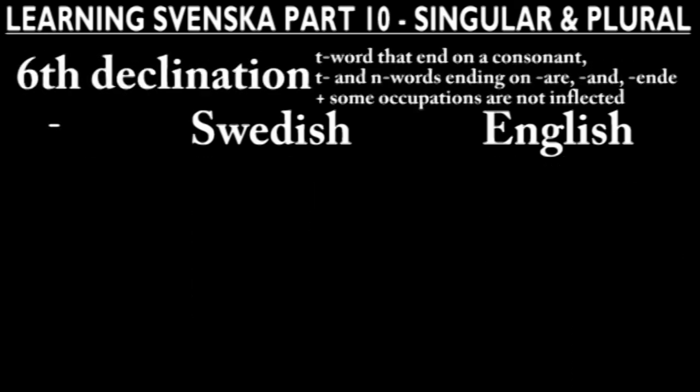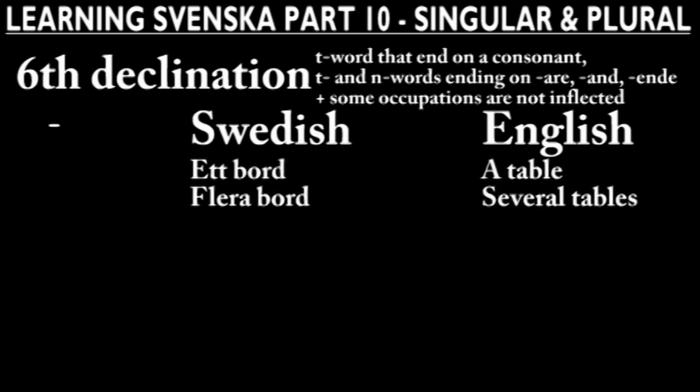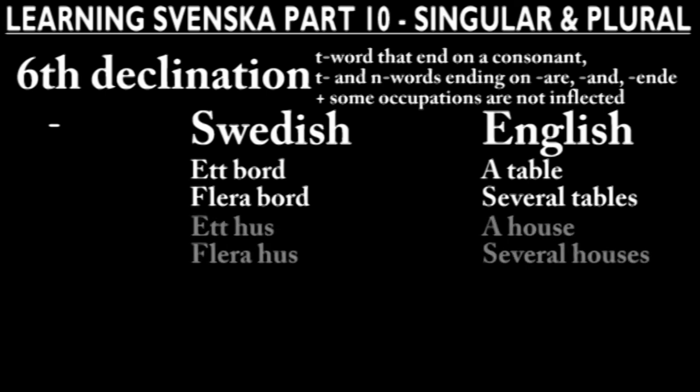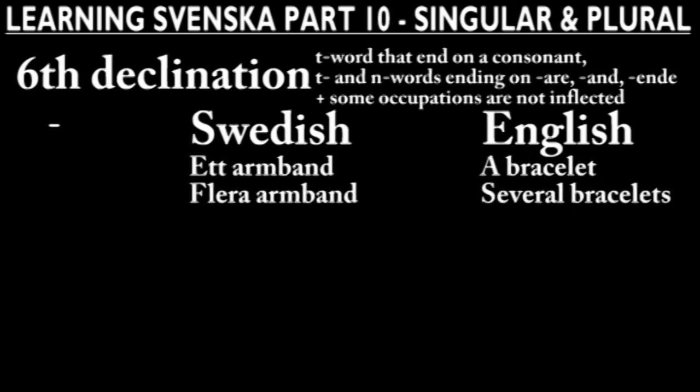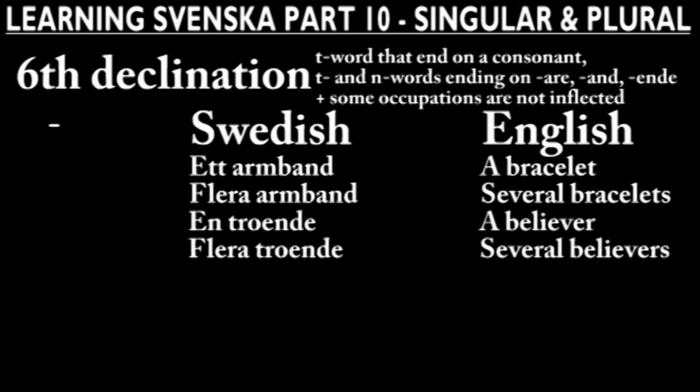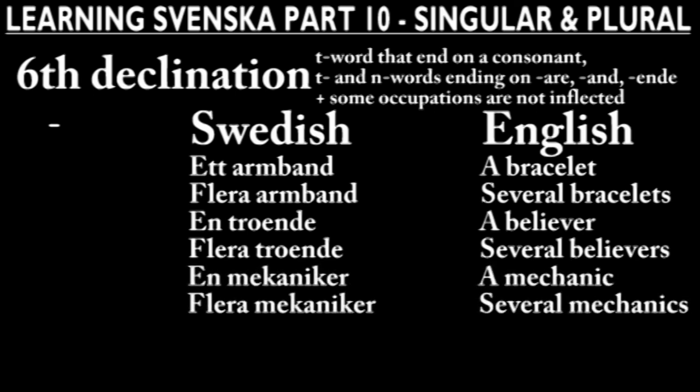Sixth declination. No inflection. T words that end on a consonant generally belong here. Both T and N words that end on are, ande, or ende, and some occupations can be here. Ett bord, flera bord. Ett hus, flera hus. En målare, flera målare. Ett armband, flera armband. En troende, flera troende. En mekaniker, flera mekaniker.